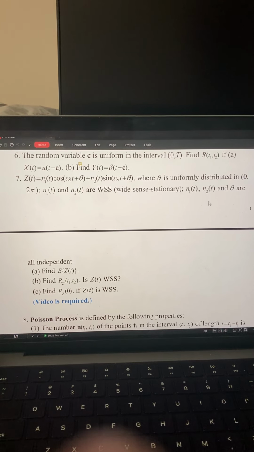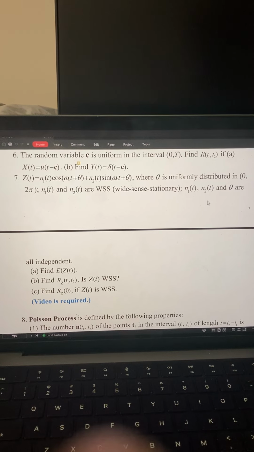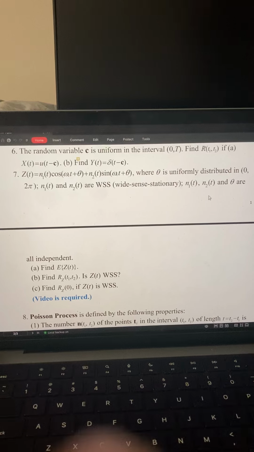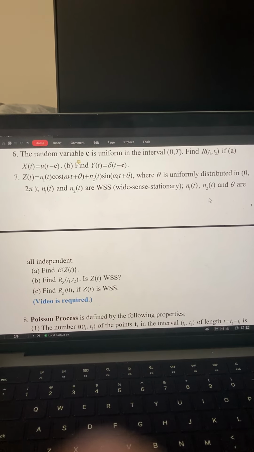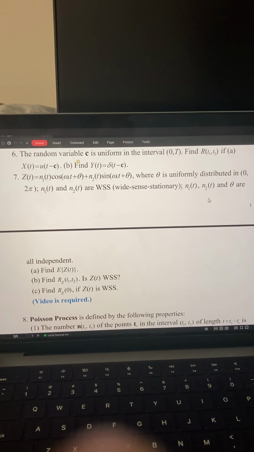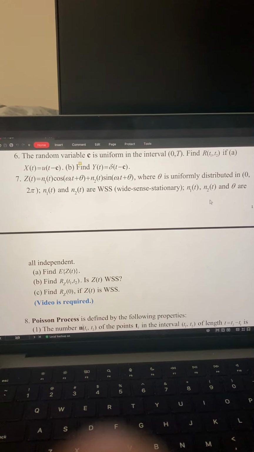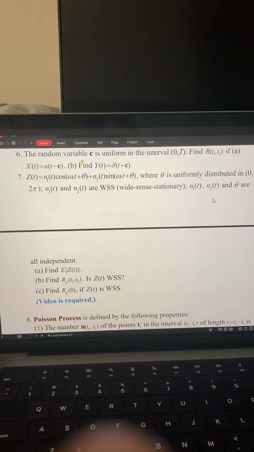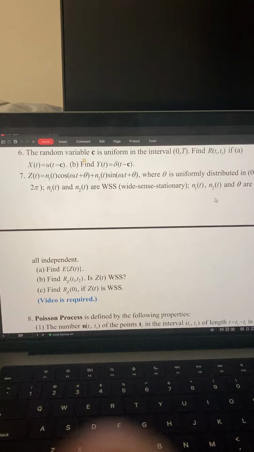In question number 7, we are given z of t as a particular equation, and we are told that theta is uniformly distributed between 0 and 2 pi. We are also given that n1 of t and n2 of t are WSS, and that n1 of t, n2 of t, and theta are all independent of each other. Let us look at parts A, B, and C individually. First, let us look at part A and solve it.